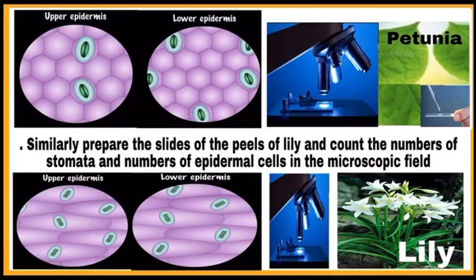See the upper diagrams. These diagrams are showing the peels of petunia leaf.